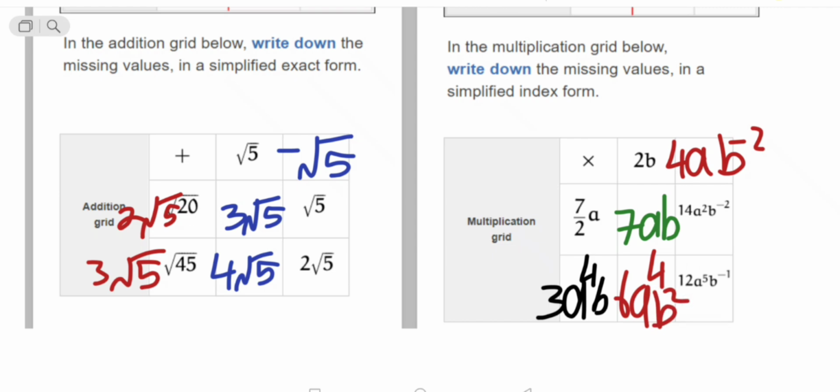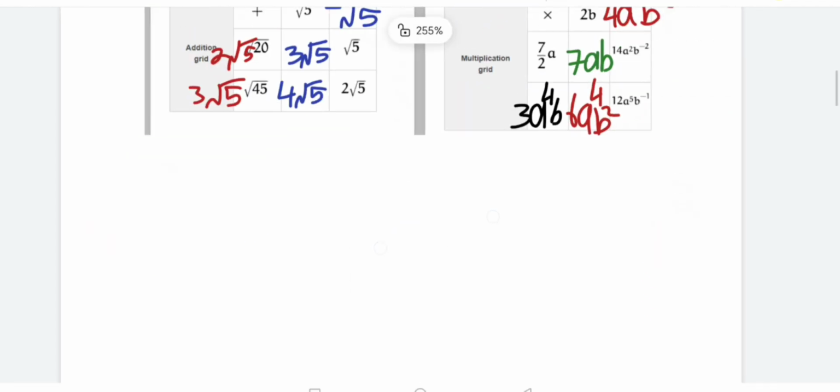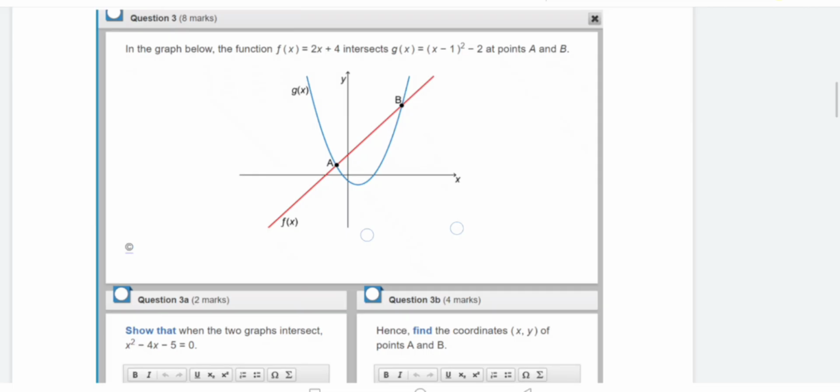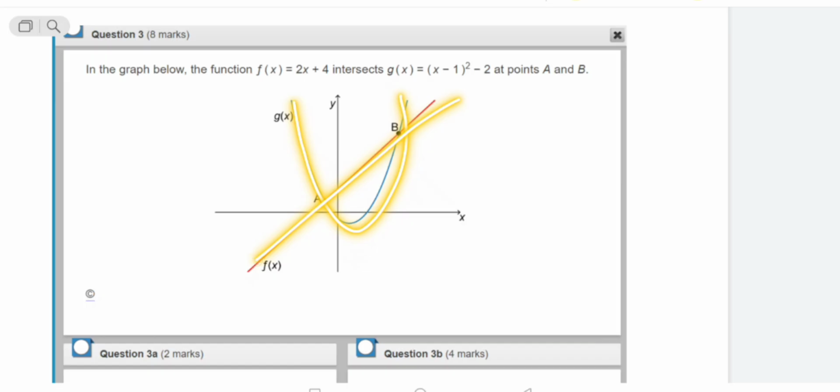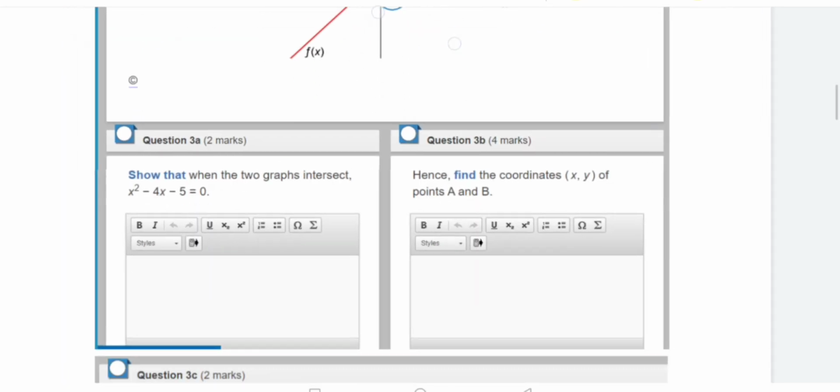I hope it is very clear, you understand. So let's look at the next question. Okay, they gave us 2 functions. This is the linear function and this is the quadratic function. Look, this is the graph for the quadratic, this line for the linear. Look at the question. Show that 2 graphs are intersecting, and this is the equation of intersection.